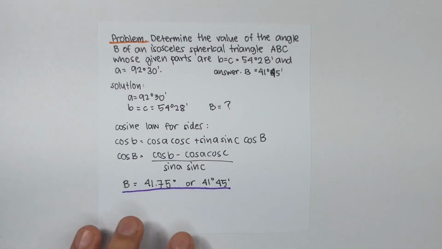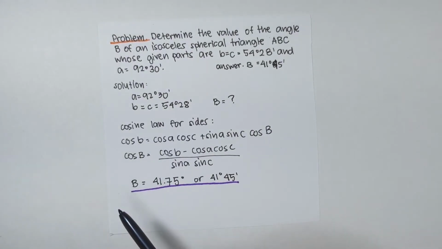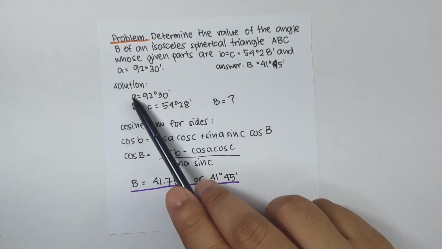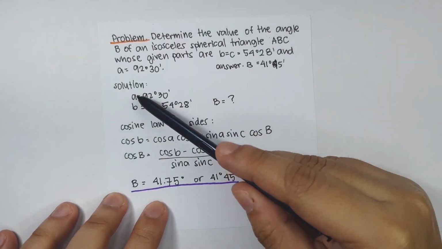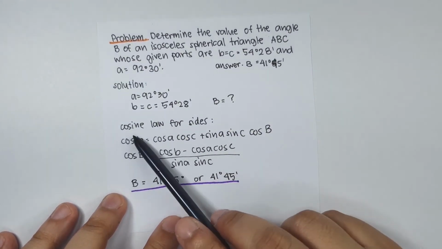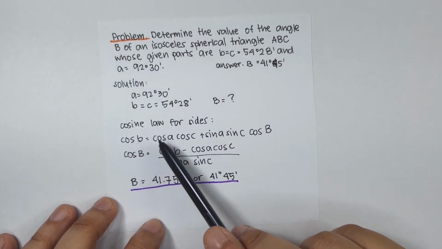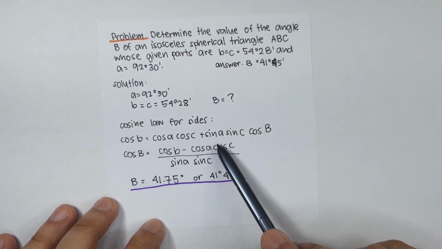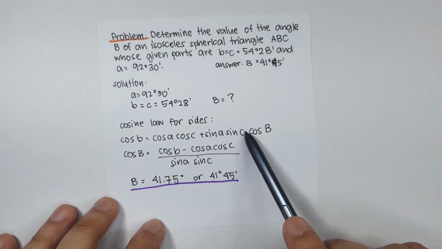Okay? Sige, so this is our solution. B and C are both 54 degrees 28 minutes. Side A is 92 degrees 30 minutes. We know all three sides and we only have to solve one angle. So we can use the law of cosines for sides in this problem. That is cos b is equal to cos a cos c plus sin a sin c cos B.